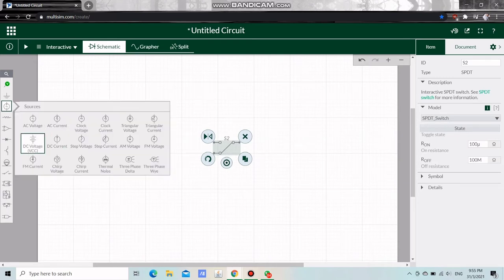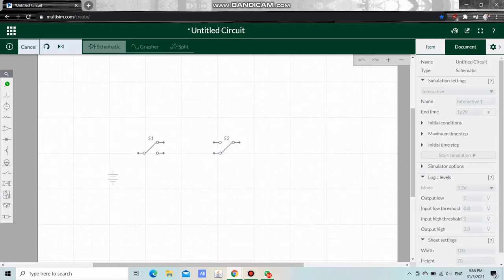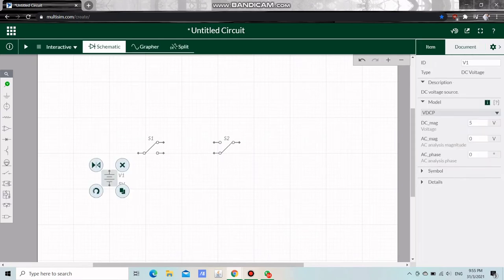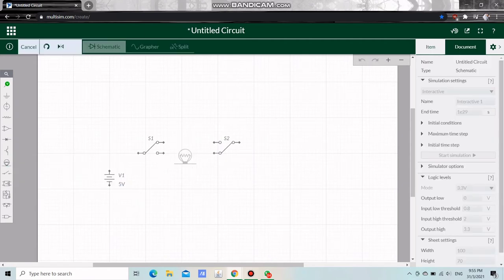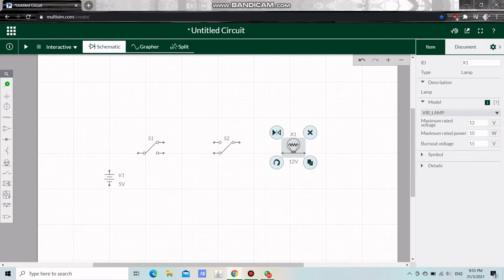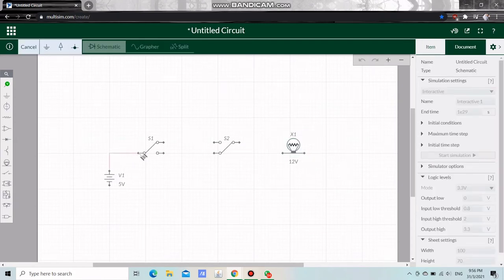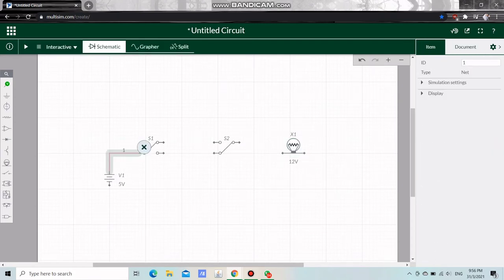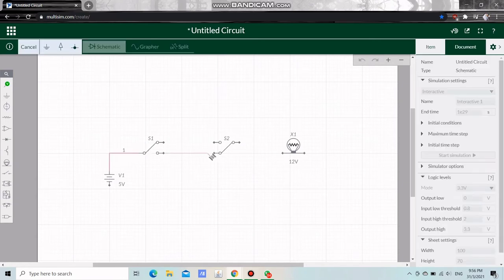Next, we will use DC voltage to supply a current to the whole circuit. We will put a lamp in the circuit so that the switches can control the light from the lamp. We connect the wiring and simulate the whole circuit.